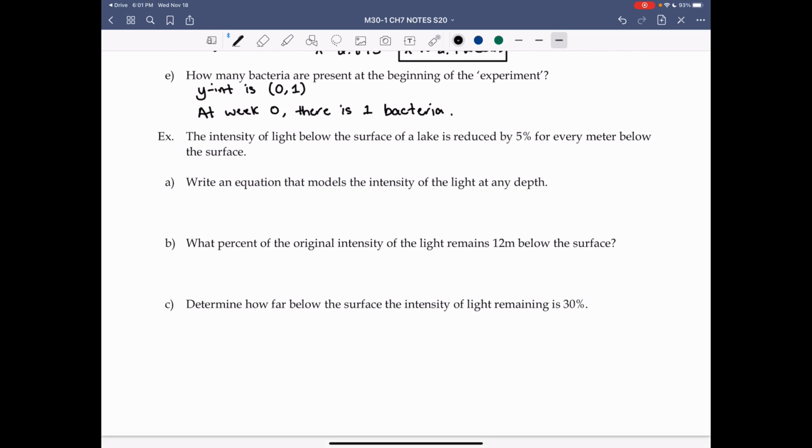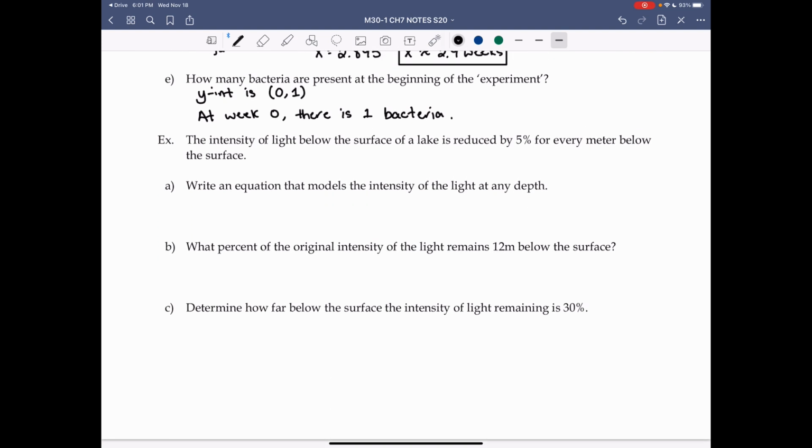Example, the intensity of light below the surface of a lake is reduced by 5% for every meter below the surface. When we have questions that involve percent, change that to decimals. So divide by 100 gives us 0.05. A, write an equation that models the intensity of the light at any depth.